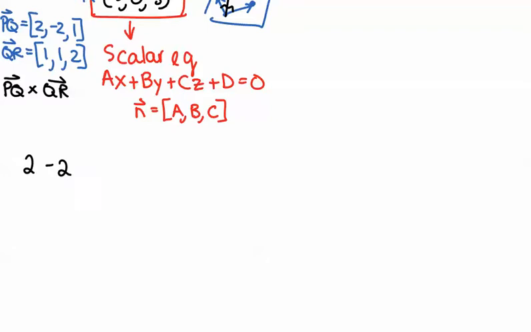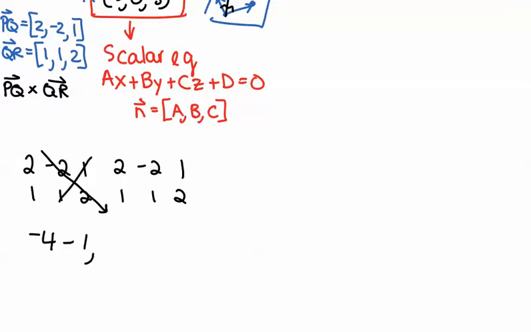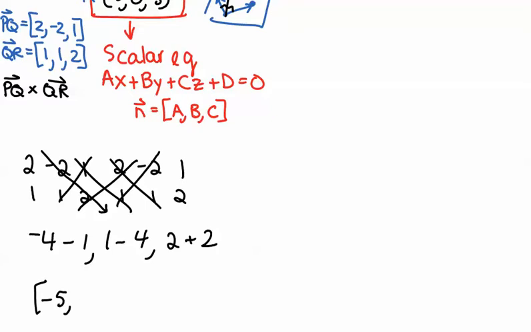Cool. So let's do the cross product of those direction vectors. 2, -2, 1 and 1, 1, 2, and then I just do my diagonal line trick. So -4 minus 1, 1 minus 4, 2 minus -2. So I've got -5, -3, 4. I hope I did that right. Let's just check. -4 minus 1. 1 minus 4. 2 minus -2, which is like 2 plus 2. Cool. So that's actually my normal vector.